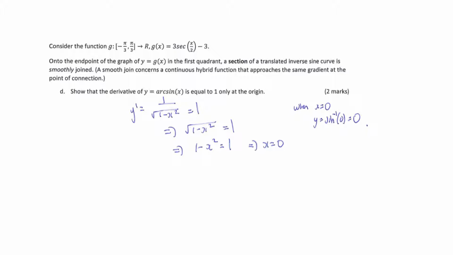Okay, there's a bit of a blurb in the beginning that possibly should have come after part D. But here it is coming before part D. G is the same function, but just a part of it, only from minus pi on 3 to positive pi on 3, just a section of it. Onto the endpoint of that function G in the first quadrant, a section of translated inverse sine curve is smoothly joined. Okay, a smooth join concerns a continuous hybrid function that approaches the same gradient at the point of connection.